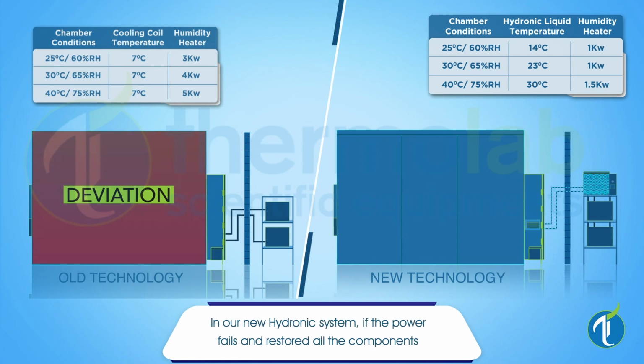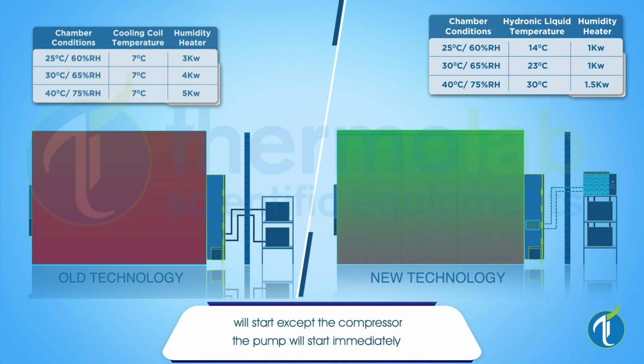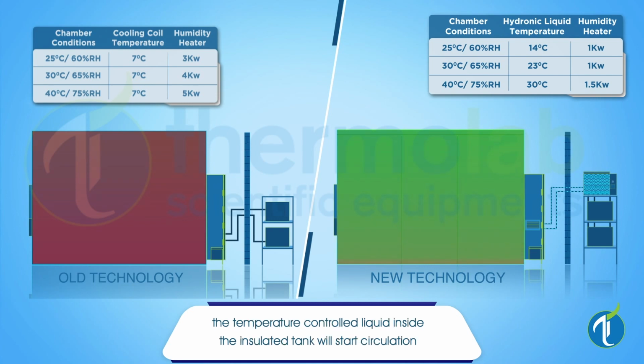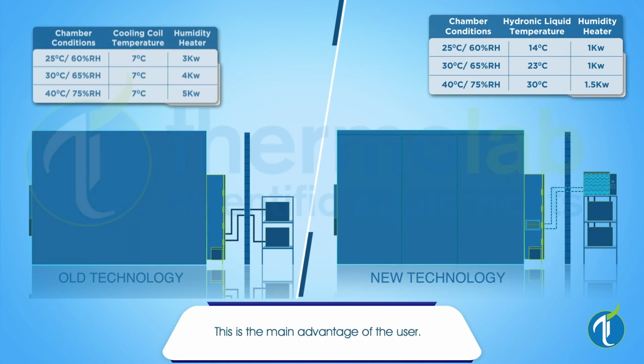In these 3 to 4 minutes, the relative humidity and temperature in the chamber will fluctuate and you may get a deviation. In our new hydronic system, if the power fails and is restored, all the components will start except the compressor. The pump will start immediately because it does not require the time delay. When the blower and the pump start, the temperature controlled liquid inside the insulated tank will start circulation and the air temperature will be maintained inside the chamber. This is the main advantage of the user.